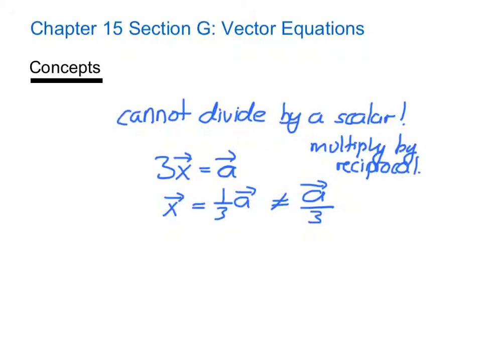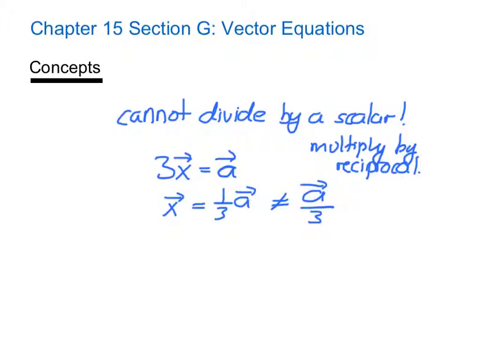And that's because we don't really know how to divide a vector by a scalar. We've been dealing with scalar multiplication, so we want to stay in those terms. We want to multiply a vector by a scalar and not divide by a scalar. But otherwise, solving a vector equation is very, very similar.